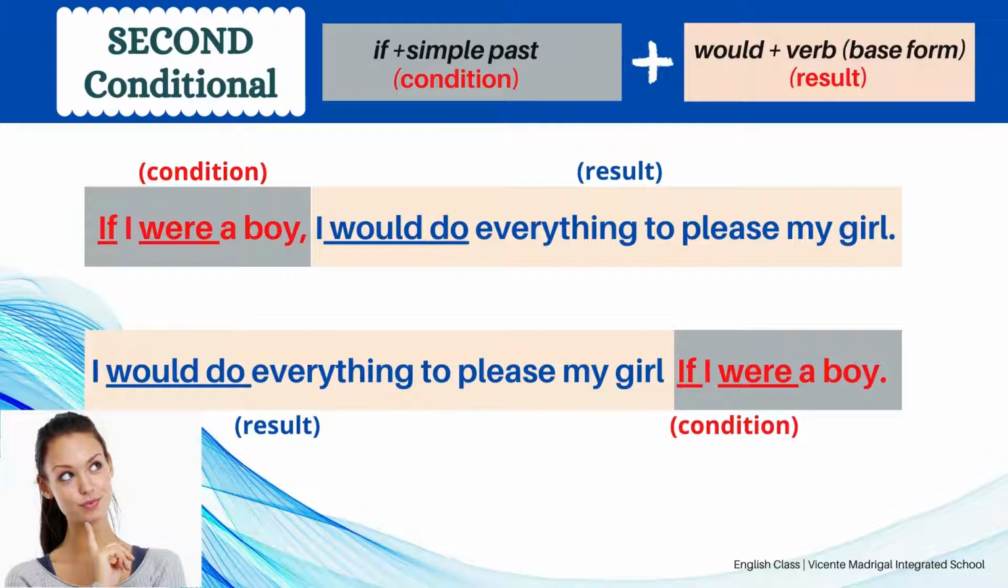Notice that we did not use comma to separate the parts when we interchange the positions of the clauses in the sentence. I would do everything to please my girl if I were a boy.